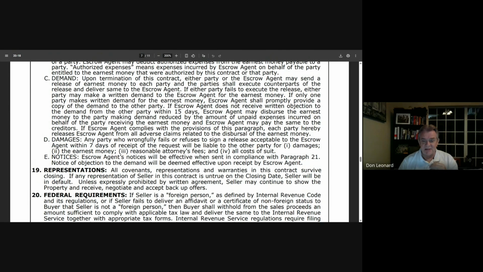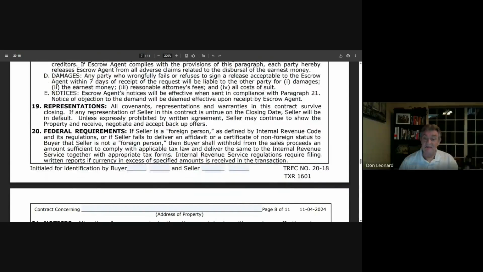19, representations. All covenants, representations, warranties in the contract survive closing. So whatever is said prior to closing, those promises still have meaning even afterwards. This provision also allows the seller to show the property for backup offers if they want to.